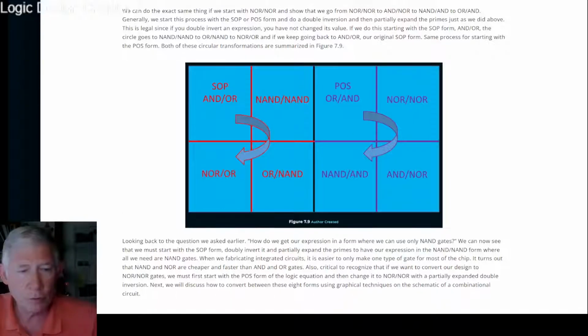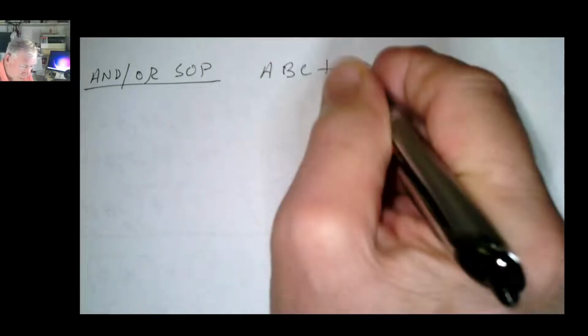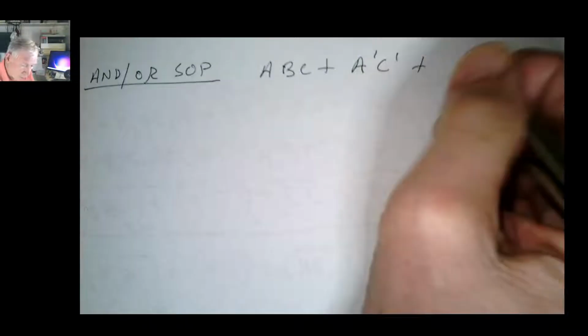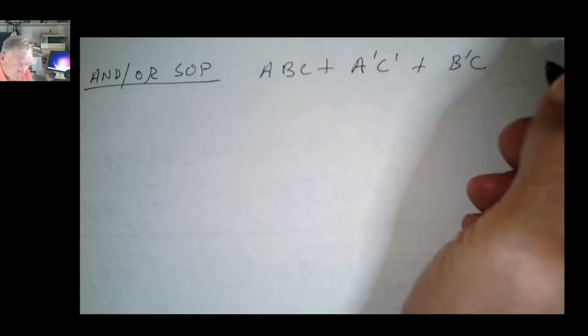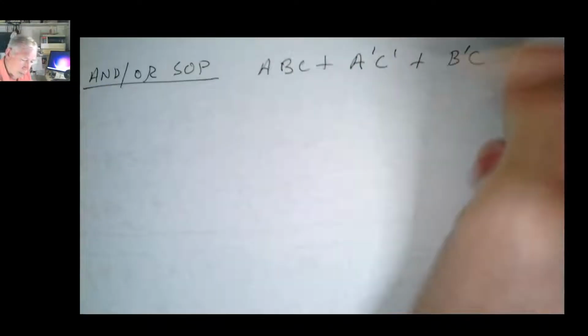All right, so let me do that. Okay, so I'm going to get rid of this. All right, so we'll start with an AND/OR form, which is SOP, if you remember. So we'll do A, B, C plus A prime, C prime plus B prime, C. Something like that. And this is going to equal F.